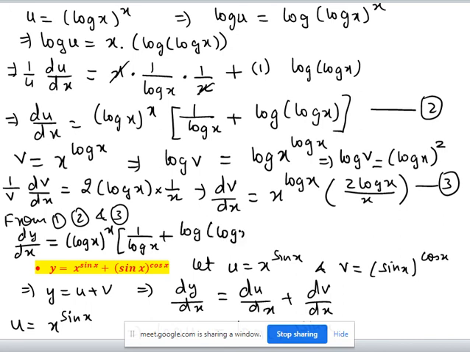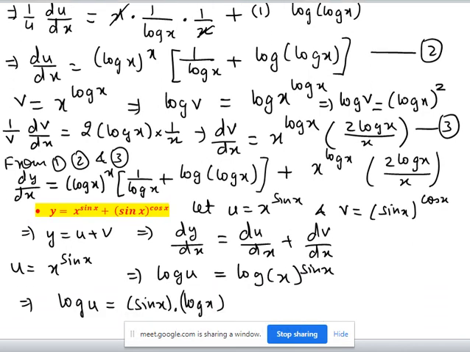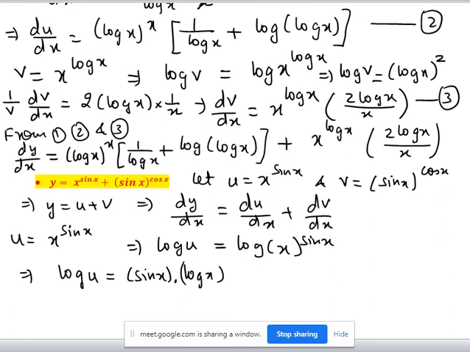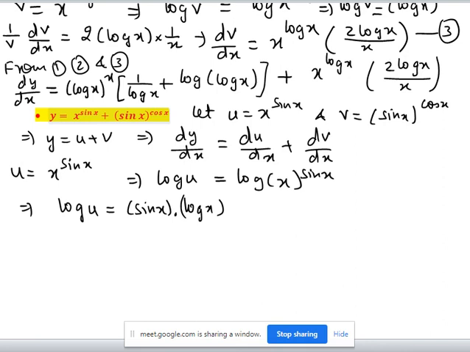This is du over dx we have written. Then plus dv over dx, which came out to be x to the power log x, and then 2 log x over x. See, they are such large, big questions, if you see, time taking. So you need to initiate the question correctly so that your effort doesn't go waste. Please see, if it is a sum of two functions, we cannot apply log directly. I cannot write log y is equal to log of this term plus log of this term, which is entirely wrong. So we need to separately solve both of them.